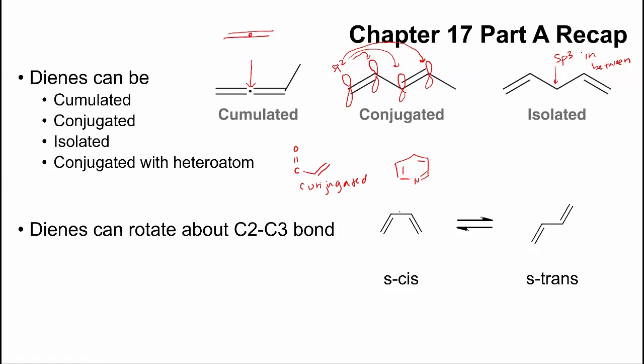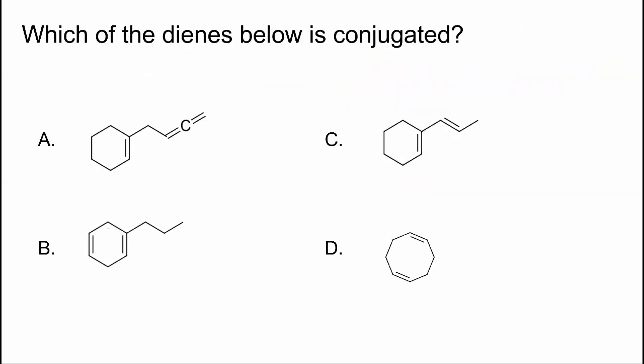Dienes can rotate along this double bond here. This would be an s-cis double bond, and this one is an s-trans double bond. So cis is, if you're looking at this axis here, these alkenes are on the same side of each other. And then for the trans, one is on this side and one is on the opposite side there. All right, questions there? All right, we have our first poll of the day. Which of these dienes is conjugated?